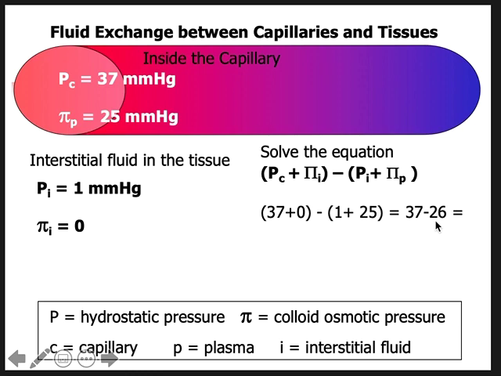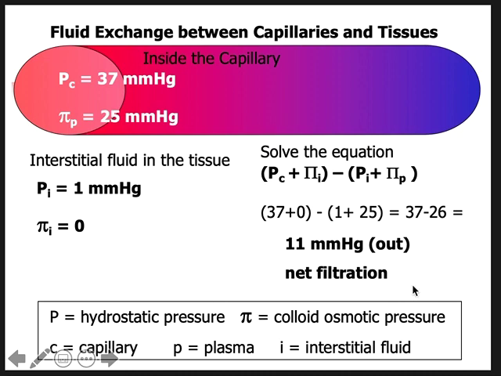So what do you get? 37 minus 26 gives you 11 millimeters mercury wanting to go out, right? So it's a positive number, so you know that this is fluid leaving, going out of the capillary. Okay, and we call that filtration.